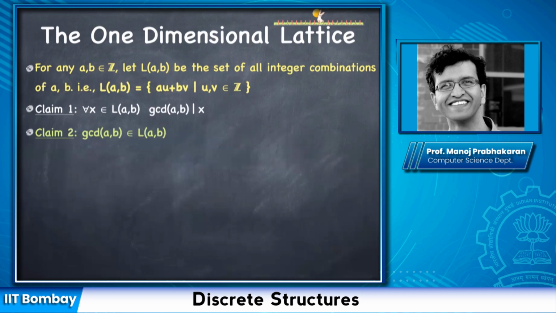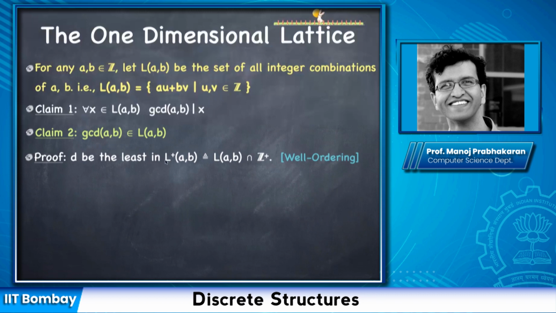Here is a more interesting claim, that the GCD actually is a point that the bunny can reach. I didn't tell you anything about this A and B. They could be arbitrary integers, but the GCD of A and B is a point that the bunny can reach. Actually, instead of induction, we'll use the principle of well ordering, which, as we argued earlier, is equivalent to induction.